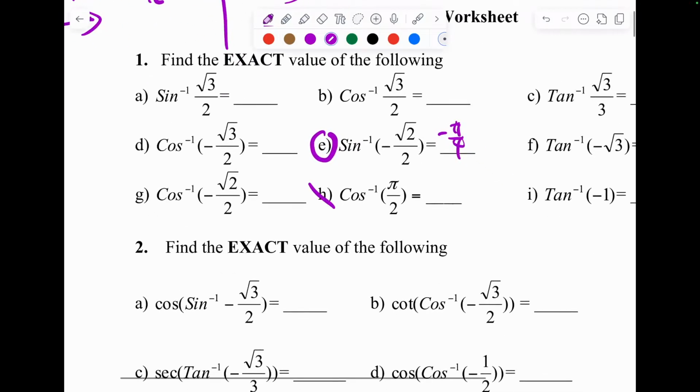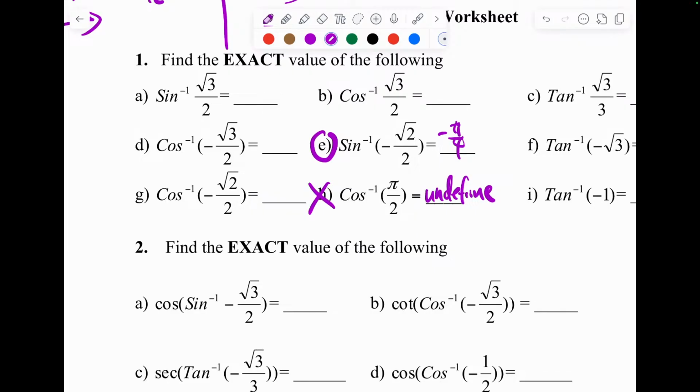Now, don't worry about h because h is undefined, and some of you guys don't know why it's undefined because pi over 2 is 3.14 over 2, which is greater than 1. So you cannot have cosine inverse of a value greater than 1 because your cosine graph is shifting between -1 and +1. You cannot go above 1. Okay, so this is undefined.